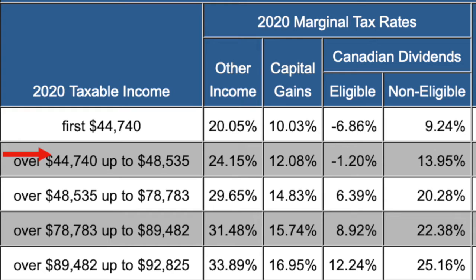As you climb each tax bracket, there is a potential savings. For example, if you make $44,000 to $48,000, you pay 24%. As you move up the brackets, you'll notice that you pay 29, 31, or 33%, and so on.